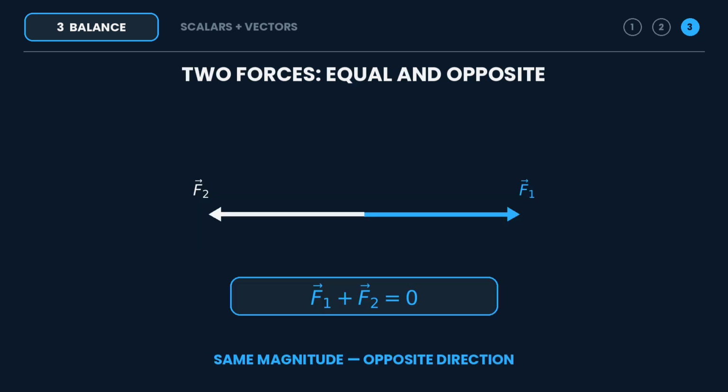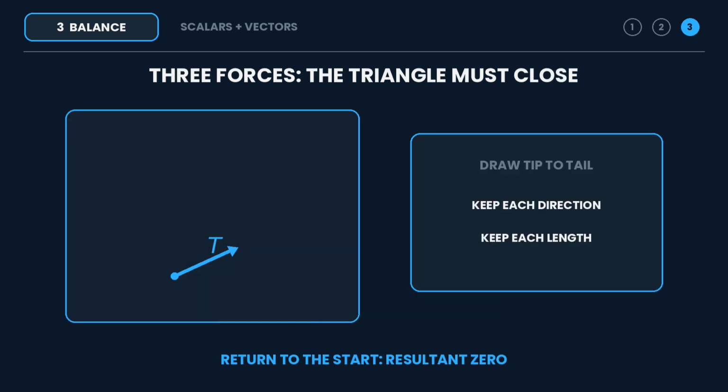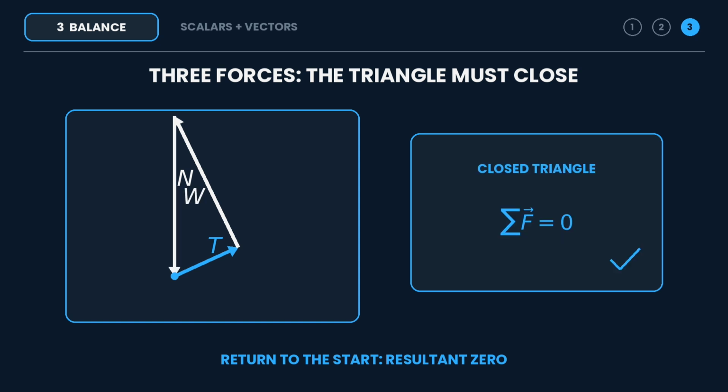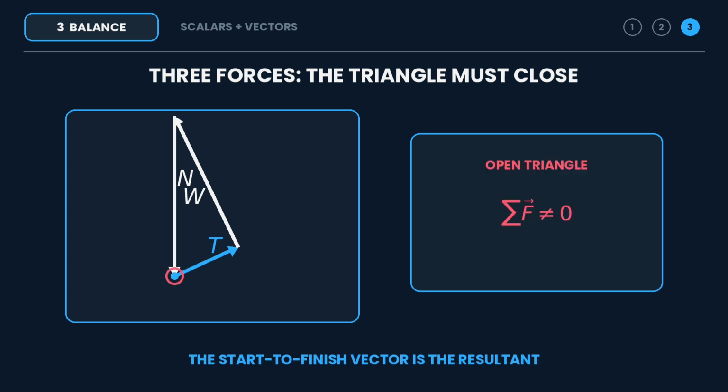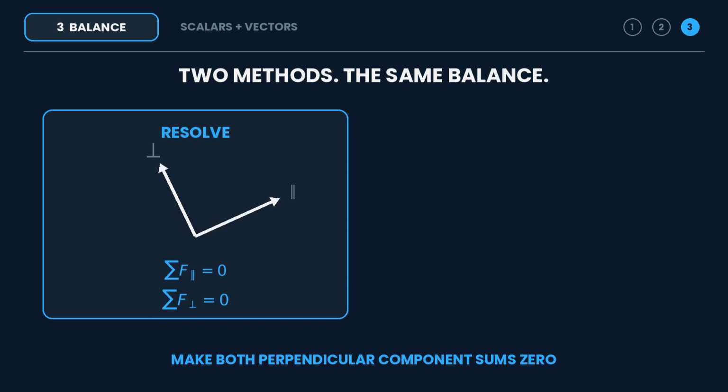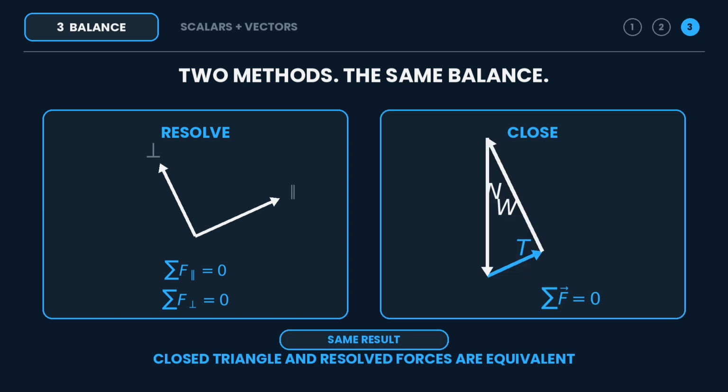For two forces acting at a point, equilibrium requires equal and opposite vectors. For three coplanar forces all acting at one point, draw the arrows tip to tail. If the last arrow returns to the start, and therefore the triangle closes, the resultant force must be 0. If it doesn't close, the vector from the starting point to the final tip is the resultant force. Or resolve every force along two perpendicular axes, making the components completely cancel out separately. Closed triangle and resolved forces are two views of the same balance.